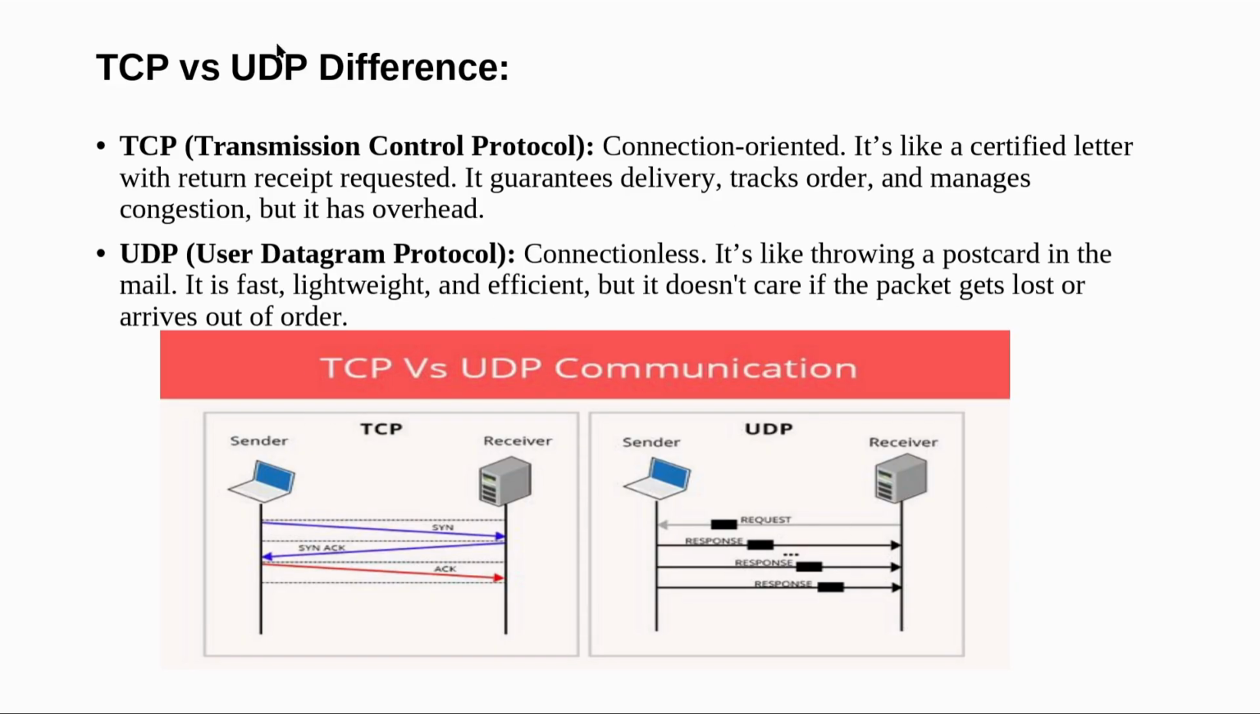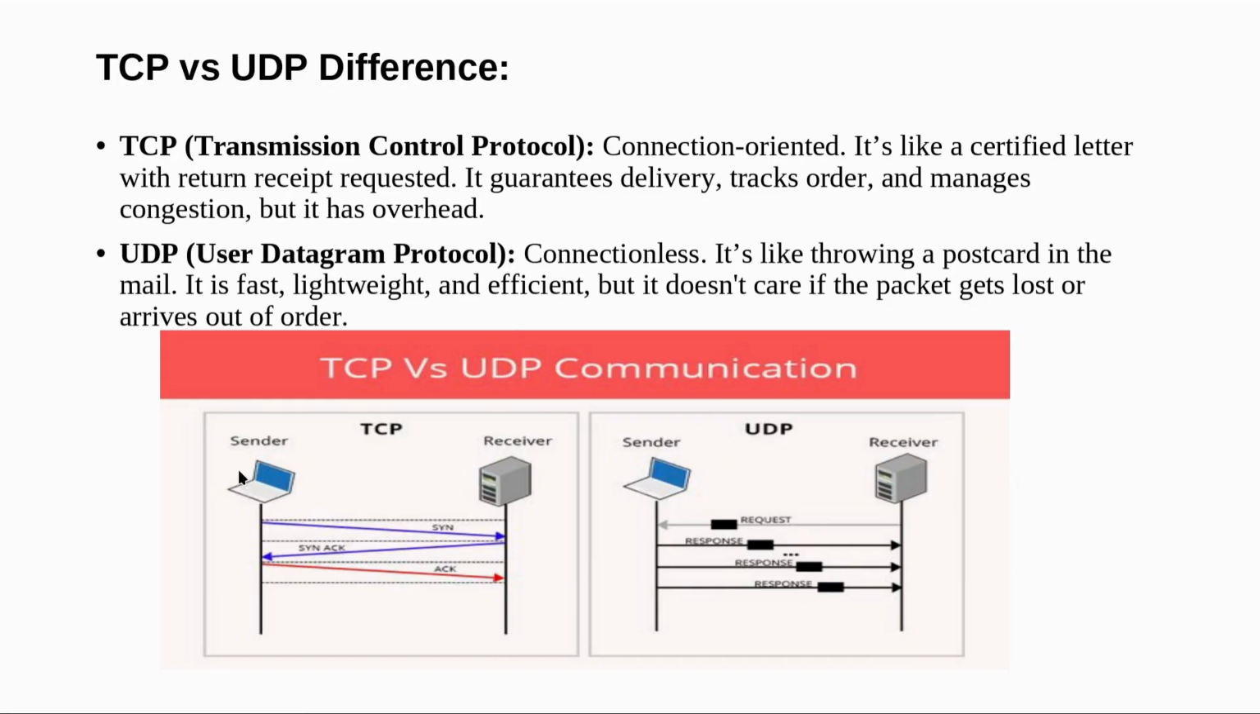So to understand it in simple terms, TCP is connection oriented. It has a path, so it is guaranteed to transfer your message or your data to the desired destination. But UDP is fast, efficient, and lightweight, but it doesn't guarantee that your data will be delivered to the desired destination. So that is the difference between them.